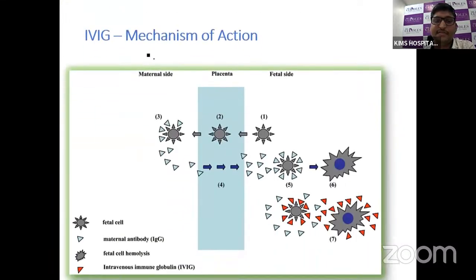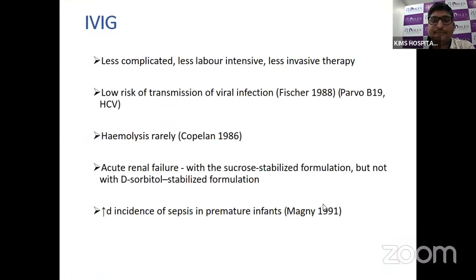You can see the mechanism here. Immunoglobulin binds to the Fc receptors present on the RBC and prevents hemolysis. These are the maternal antibodies that bind to the RBCs and cause hemolysis. But when we give IVIG, it blocks the receptors and prevents the hemolysis and further hyperbilirubinemia.